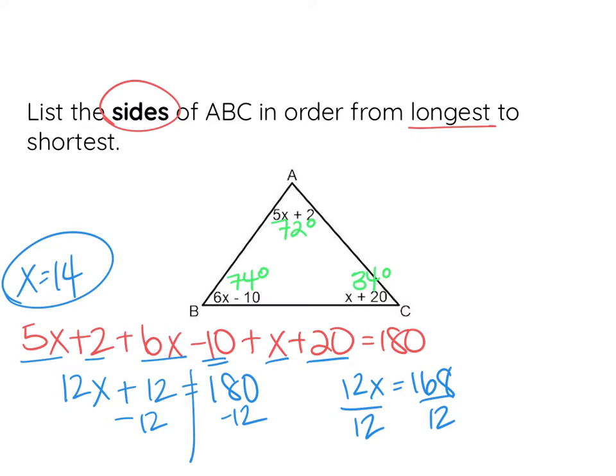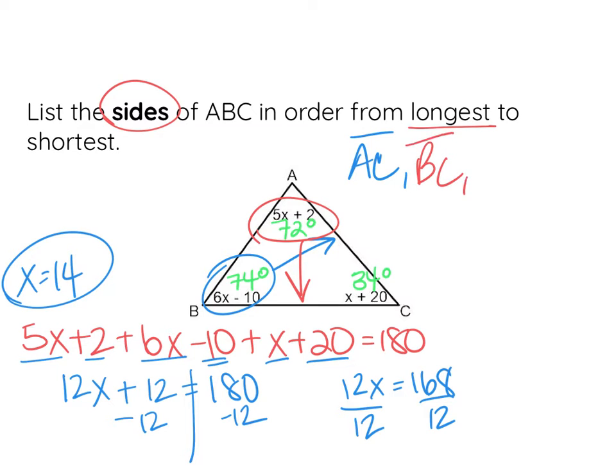Okay, so now I have the angle measures, so I can use those to find the sides. Now I'm going longest to shortest. If I want the longest side, I need to find the largest angle, which is the 74. Its opposite side would be AC. Next, the 72, angle A, so its opposite side would be BC. And then last, smallest would be 34, so its opposite side is AB.